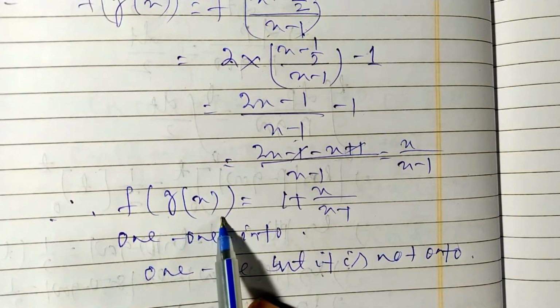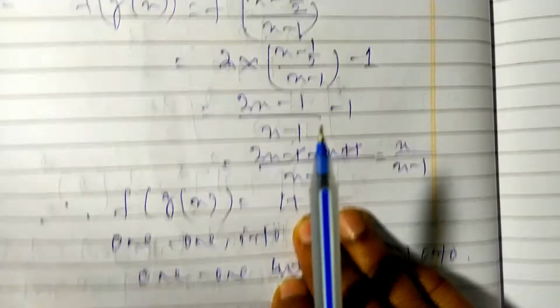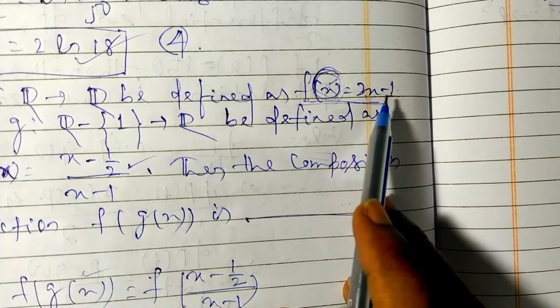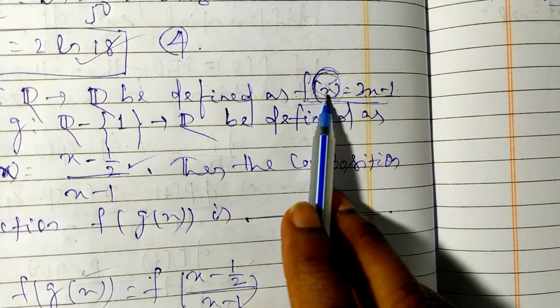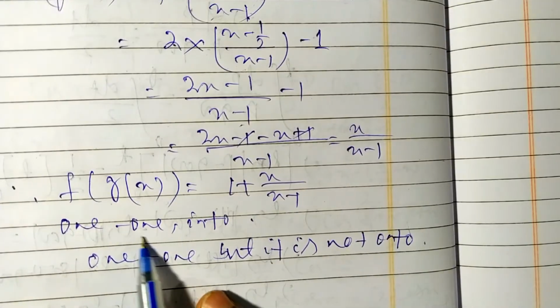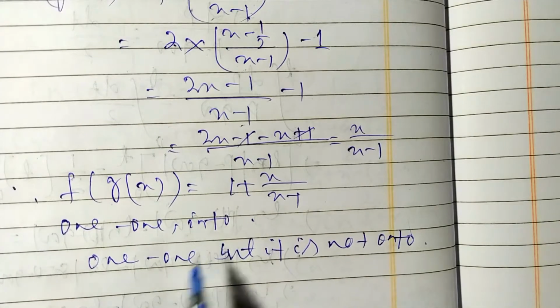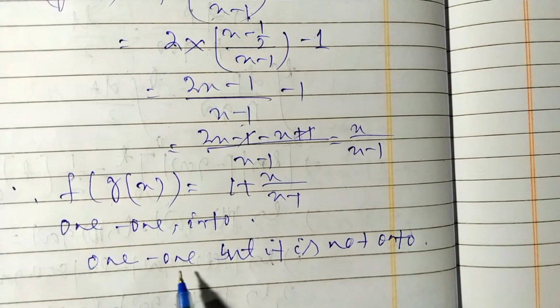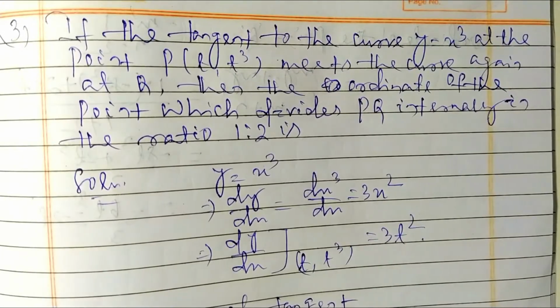f(g(x)) equals... since f(x) = 2x - 1, when it goes to that side, 2x will be f(x) + 1. That means it becomes 1 + x/(x - 1). That means it is one-one, but it is not onto, because all the elements of the codomain are not involved here.